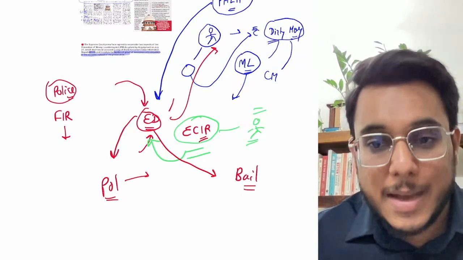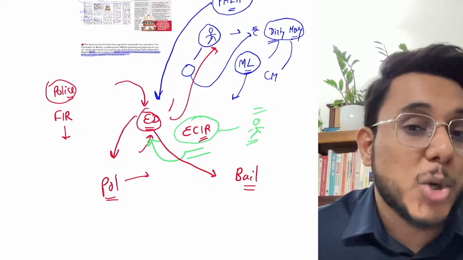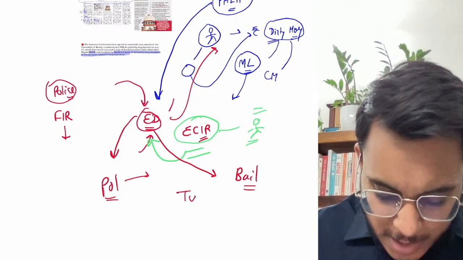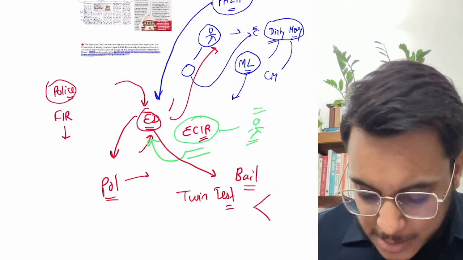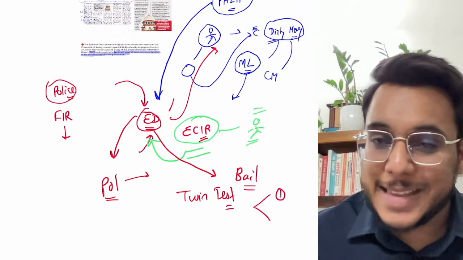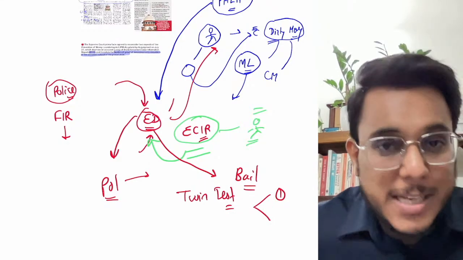Are you getting it or not? In order to get bail, there is a twin test that is to be passed. What is this twin test? A particular person needs to convince the judiciary that prima facie he has not, just a minute.